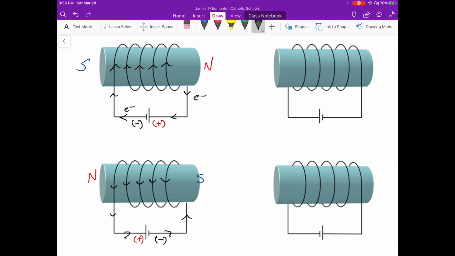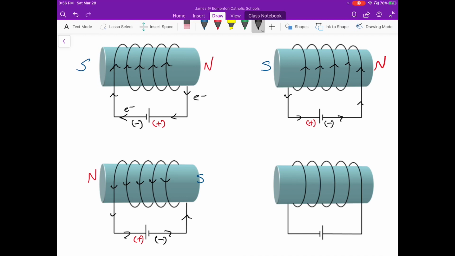A couple more times here. So here we've got the negative, got the positive, electrons coming out of the battery to the right. So this time you're going up the front and down the back. So you grasp the coil with your left hand, up the front and down the back, and our thumb ends up pointing this way. So that's the north-seeking pole of the solenoid.